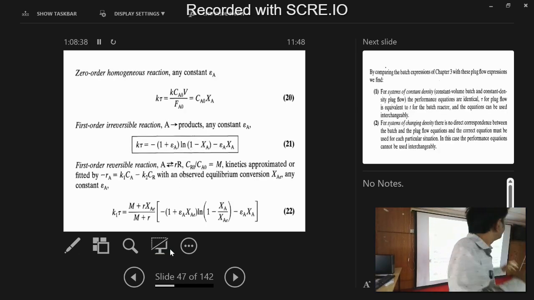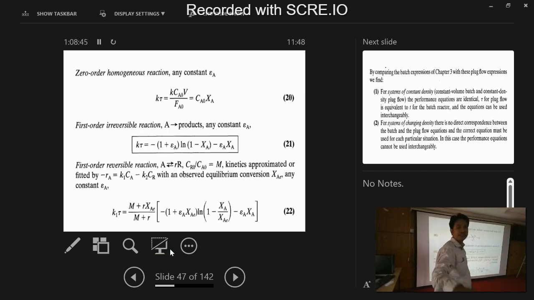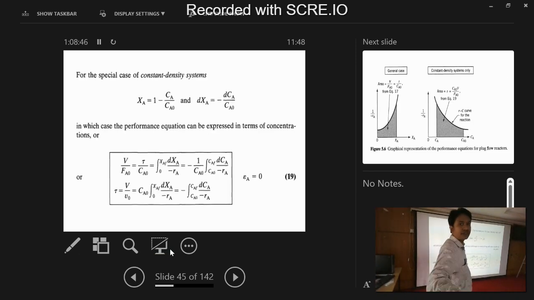So same thing for zero order. Go back here, substitute in this equation. What is the equation? V by F naught is equal to tau by C naught is equal to integral dX by minus RA. Replace minus RA by K CA power 1 for first order, or K CA power 0, that is only K here. And do the integration. You'll end up with the equation.